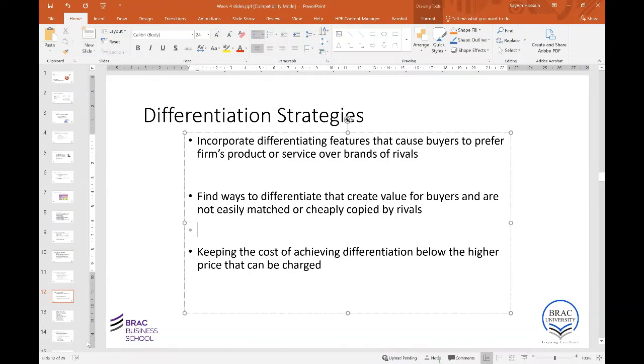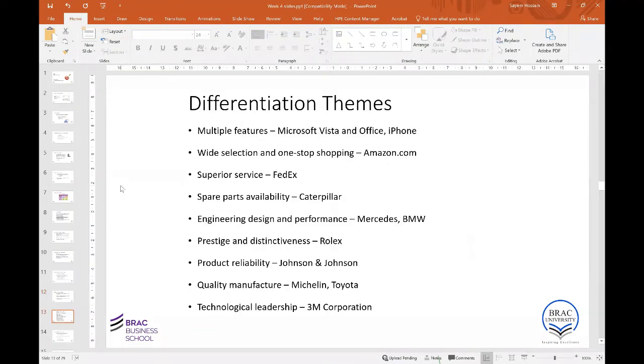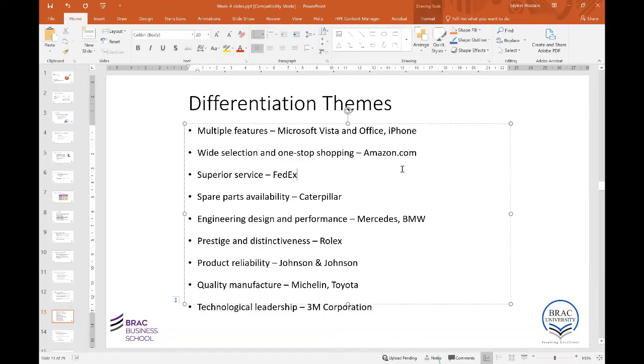So let's try to analyze that differentiation strategy and see some examples. Microsoft, these are probably old examples, but maybe still relevant in some way. Multiple features: we see Microsoft products have different operating systems. Within their operating system, they have Microsoft for networking, they have Office. Vista is no longer visible, probably a very old example, but they've got everything.